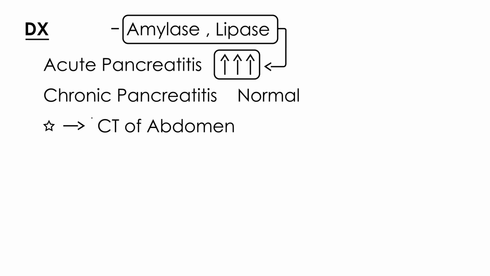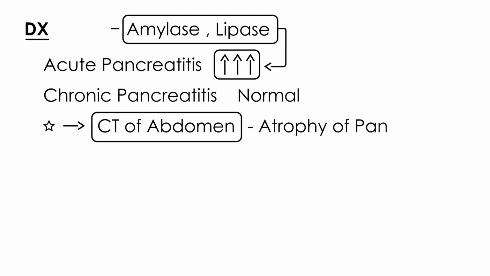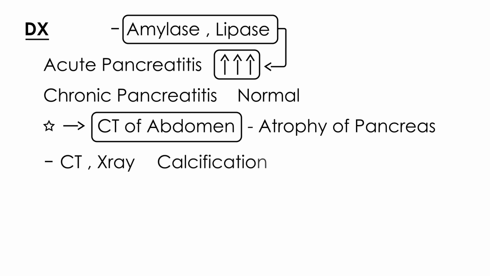The pancreatic function is lost, essentially, so you don't get this presentation anymore. So what you really need to do is a CT of the abdomen, and on the CT of the abdomen, you'll see that the pancreas is atrophied. That's what triggers the diagnosis. Another thing you can probably see on a CT or even an X-ray are those calcifications that I talked about. Pancreatic calcification is a very strong sign of chronic pancreatitis.